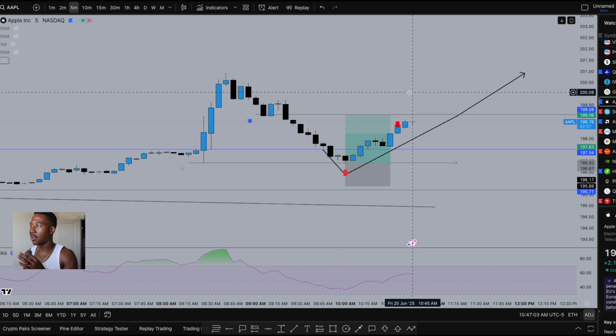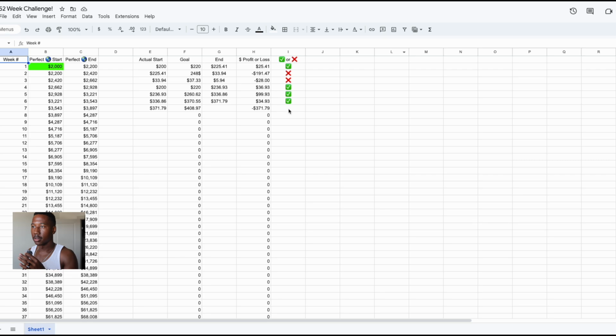Now taking a look at the challenge and how we're doing. All right, so here we are. So I am happy to say that this week, we did it again. Another green check. 5 green checks, 2 red. We'll come to outnumber. So we started at 371.79. The goal is 408.79, and we're currently at 409.72.